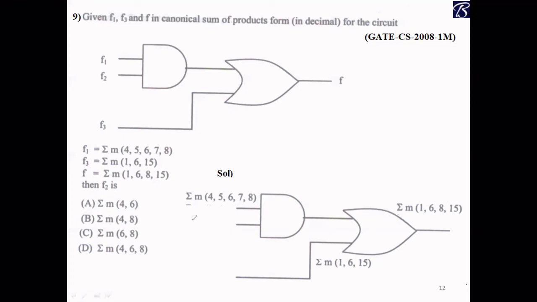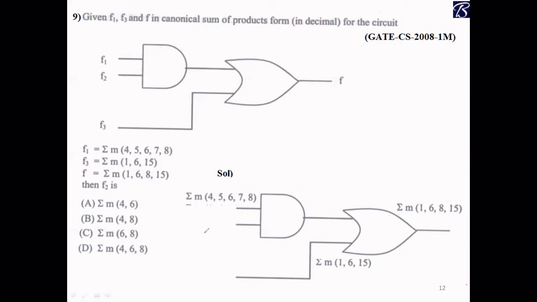Let us take the second option, sigma m of 4 comma 8. What is the output of the AND gate? 4 and 8 both should be present, so the output of the AND gate is sigma m of 4 comma 8. Now let us check whether this output matches the given one. 4 should be present, but 4 is not there. Our operation requires all the minterms to be present. So 4 is not there, that's why this option is also not correct. So option B is incorrect.